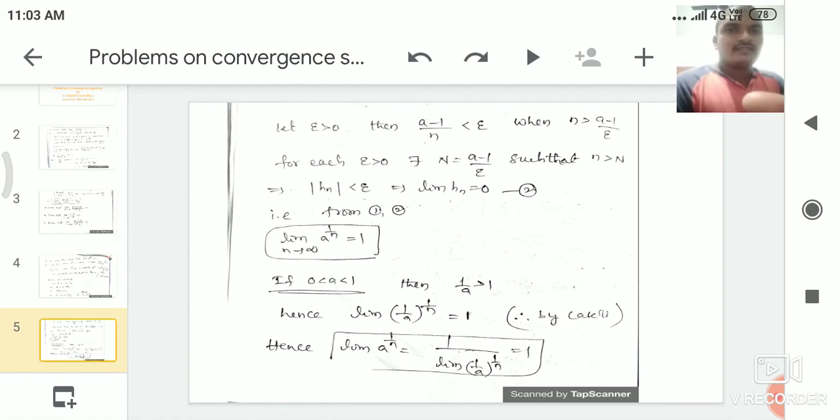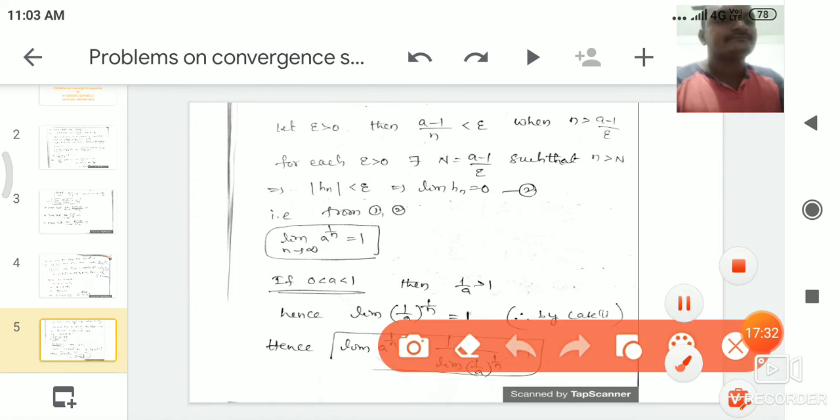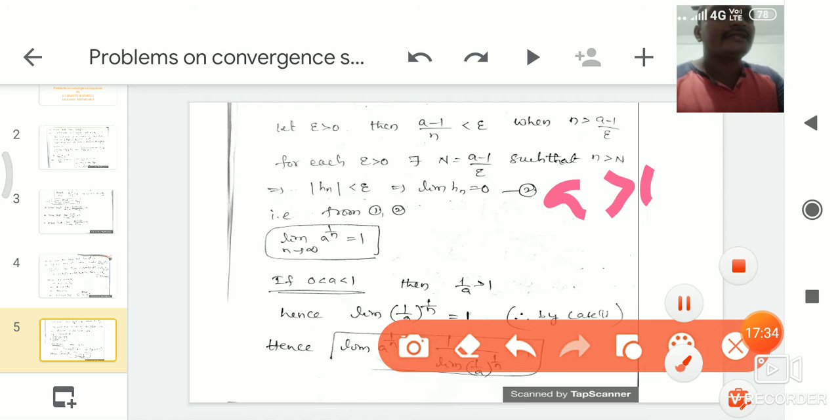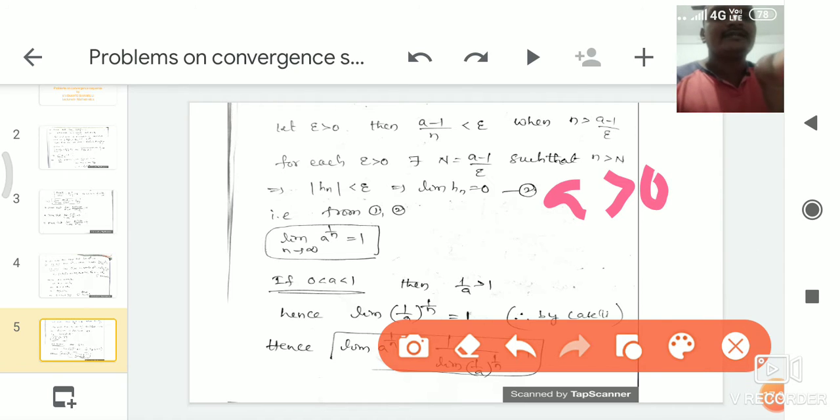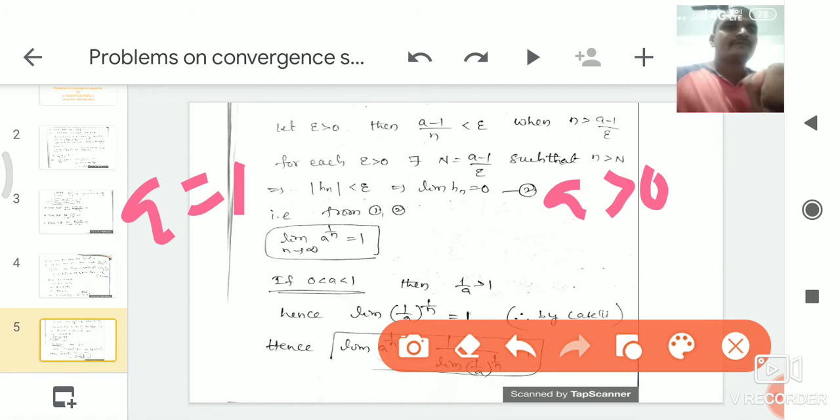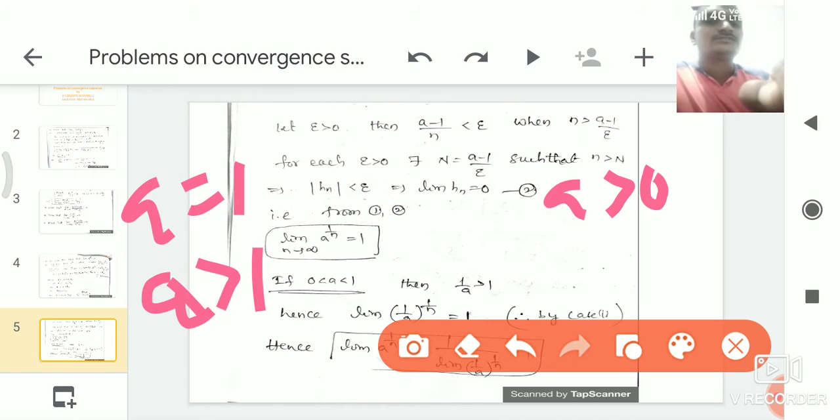Now consider 0 < a < 1. Whenever a is greater than 0, three cases arise. Either a is equal to 1, in which case the problem is true; or a is greater than 1, which is also true. The next case is a in between 0 and 1. What happens in between 0 and 1?